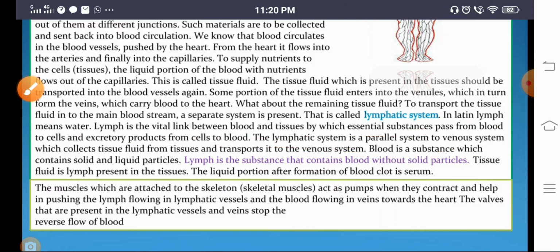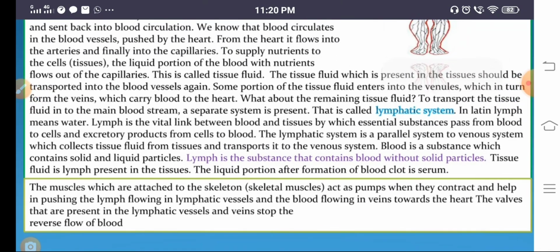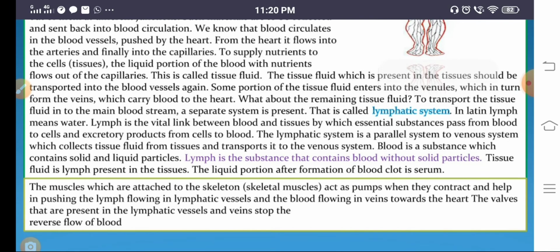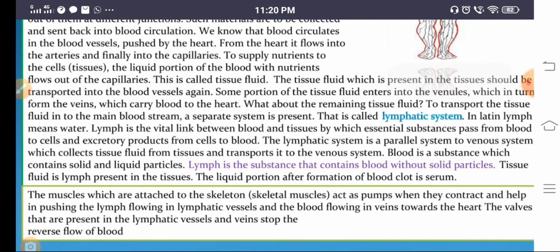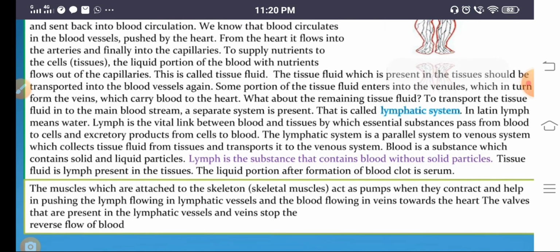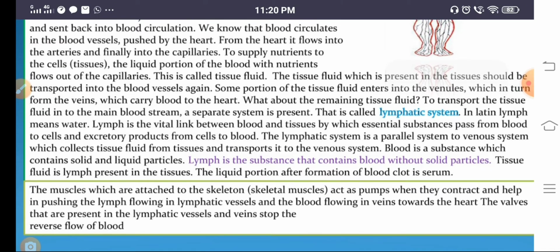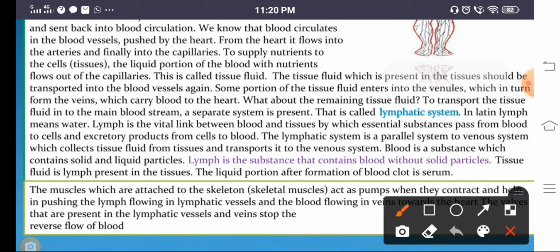The lymphatic system is an accessory system to the circulatory system, which helps carry the tissue fluids that remain in some of the parts, between blood and tissues, by which essential substances pass from blood to cells and excretory products from cells to blood. You have to remember: essential materials from blood to cells, and waste materials from cells to blood. In this way it acts as a medium of transport for the circulatory system.